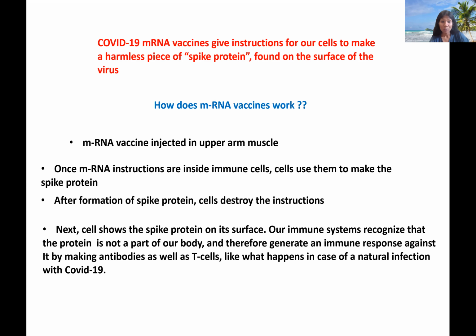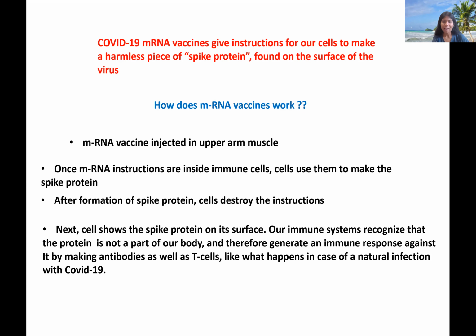Okay, so now our cell will show that harmless spike protein on its surface, and then our immune system will recognize that this protein is not a part of our body. It is a foreign substance. It was not inside our body. So it will generate an immune response against that by making antibodies as well as T cells. It will fight against that protein. It will try to kill it. Okay, like what happens in case of a natural infection with COVID-19.